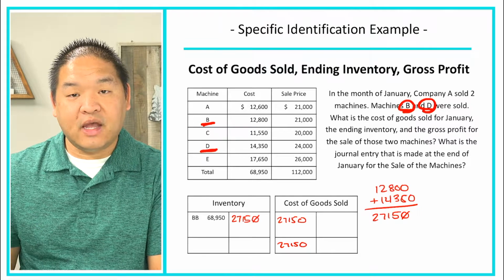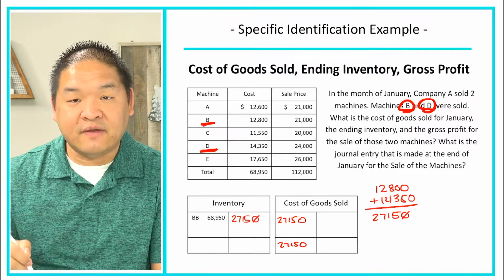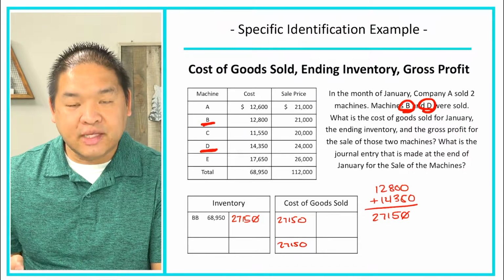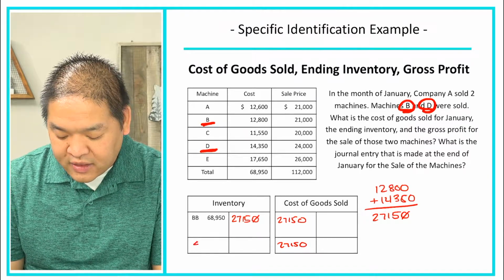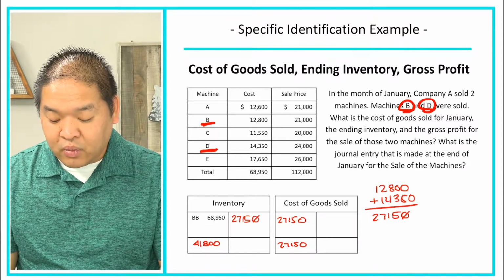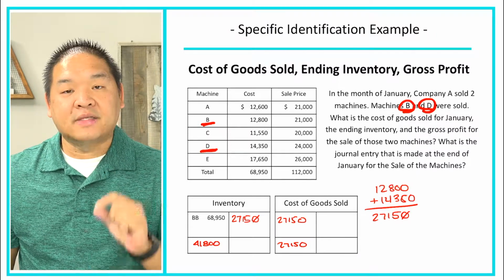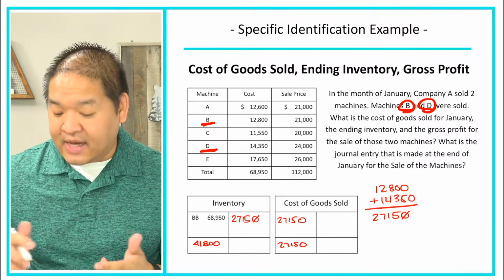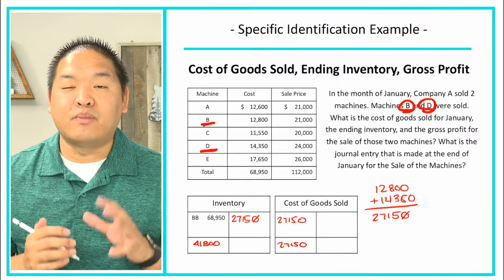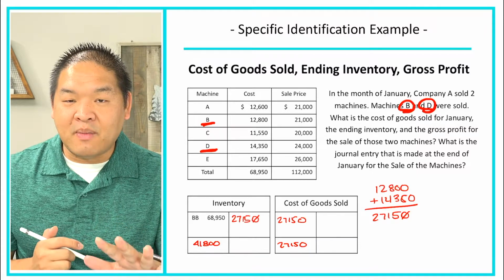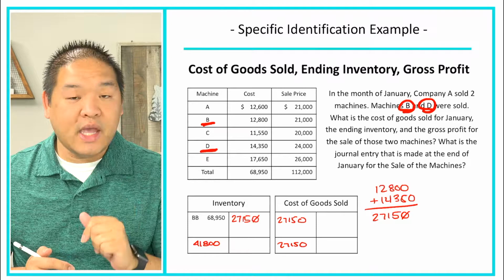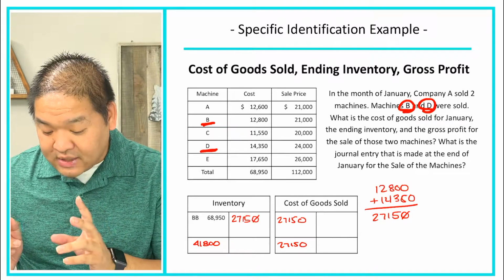Now, what about our inventory? So our inventory balance right now was $68,950. We credited $27,150. So if you do that subtraction, we get $41,800. So in inventory, we still have $41,800. And if I wanted to check, I can add up A, C, and E to see if that equals $41,800. I'm pretty sure it does, but you want to check my math on that because I could be wrong. All right, so once we have that, now we need to calculate. So that is our ending inventory.